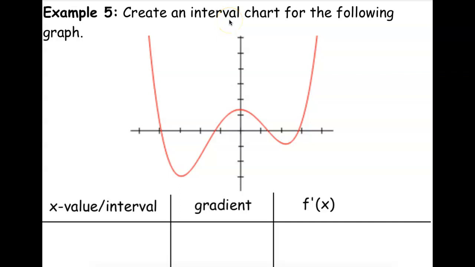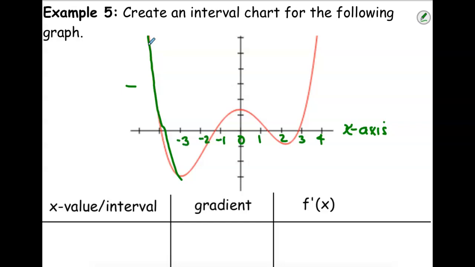Here's example 5 where we want to create an interval chart for the function. So here is our function graphed out, and what's happening in this region of our graph is the slope is negative. So what is that interval? I'm going to identify our values on the x-axis. Here is 0, 1, 2, 3, 4. Going to the negative, negative 1, negative 2, negative 3, negative 4, negative 5.